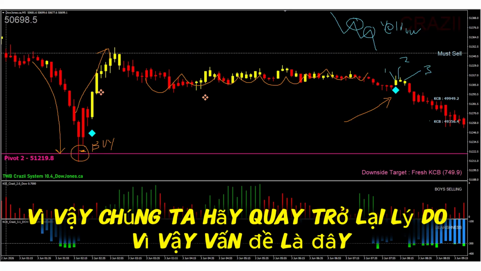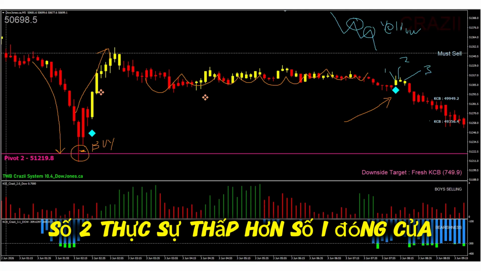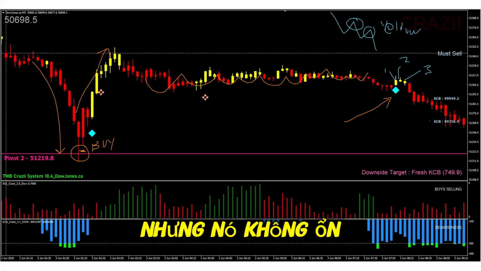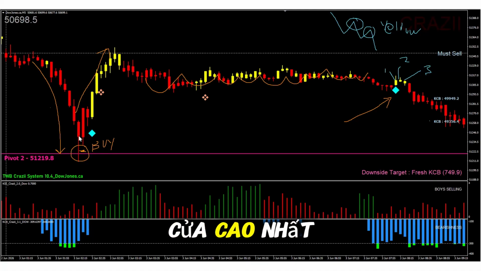Okay, all right, so let's go back to the reason. The thing is this, number 2 is actually lower than number 1's closing, although number 2 looks like it's going up, right? But it's not. So number 1 is actually the highest closing.